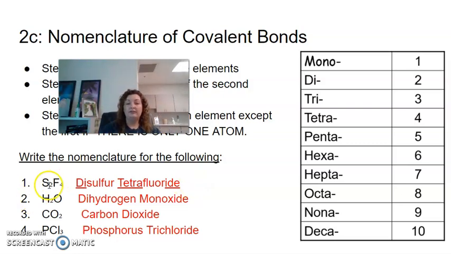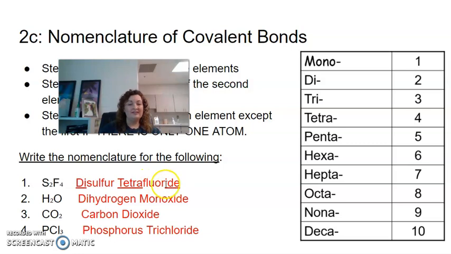So notice I have a 2 for my sulfur. So I have to go and I have to look. Okay, di is for 2. So because I have 2, I have to write di in front. So now it's disulfur, okay? I have a 4 for my fluorine, so I need to look at 4. 4 is tetra. So now I need to write tetrafluoride.